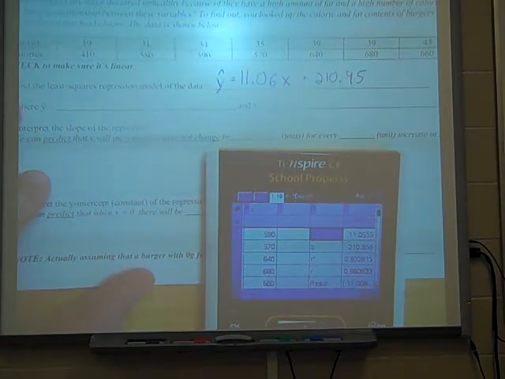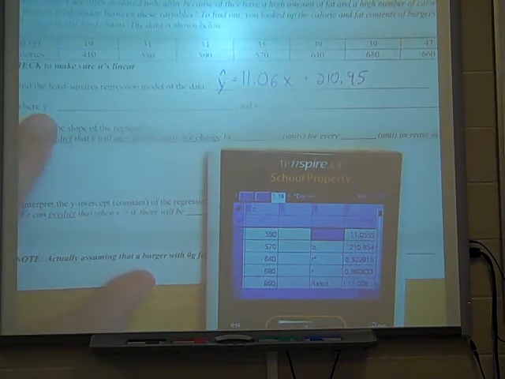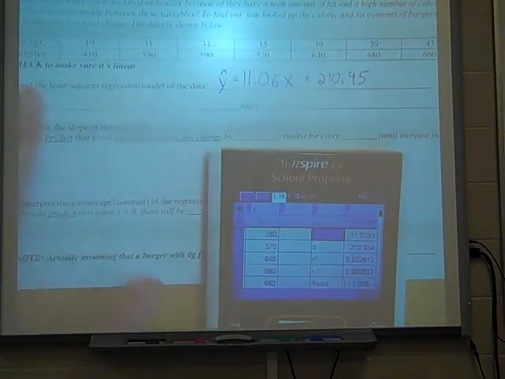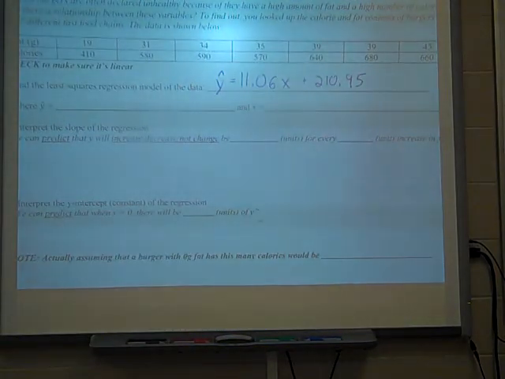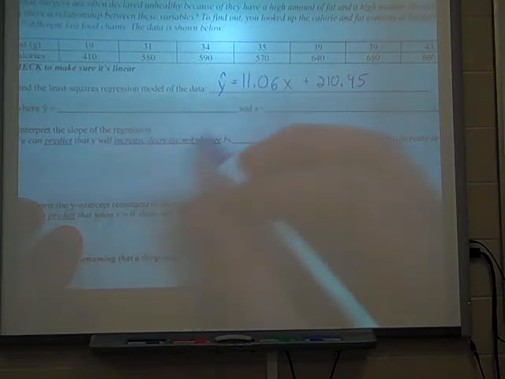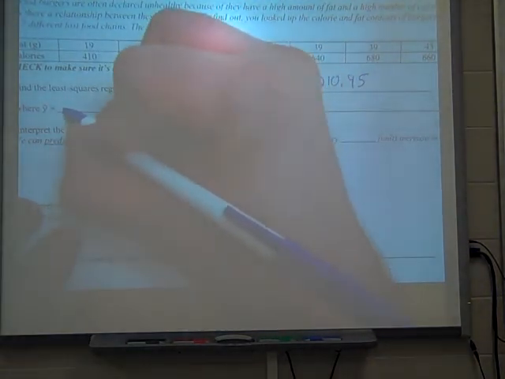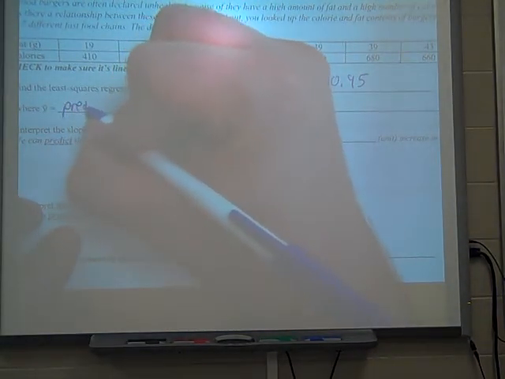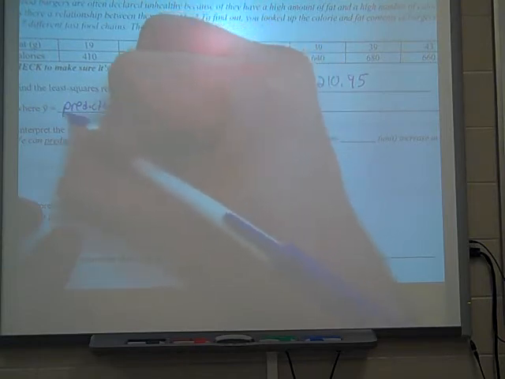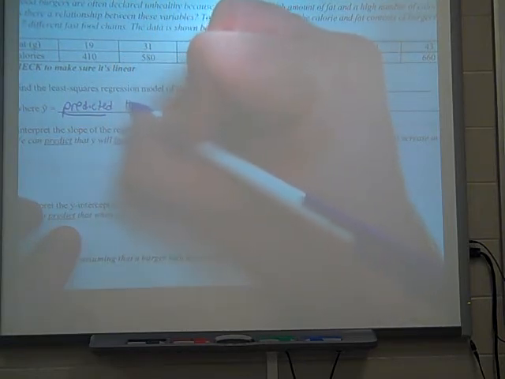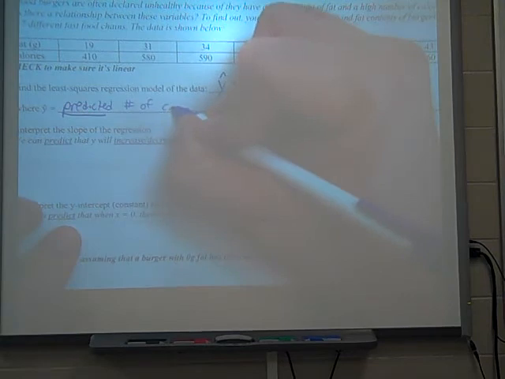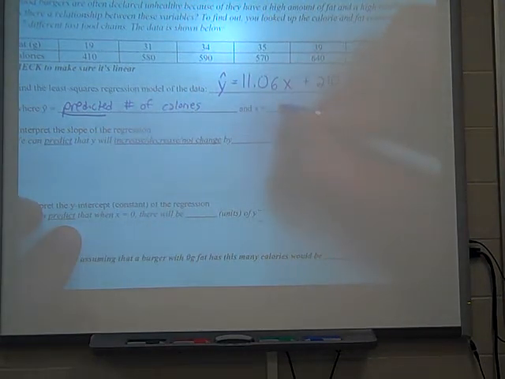Now you'll notice I have to define my variables. Just like in significance tests, you have to define your parameters. Guess what, folks? You have to do it here too. So y hat is the predicted number of calories. You have to say predicted number of calories. And x is the grams of fat.